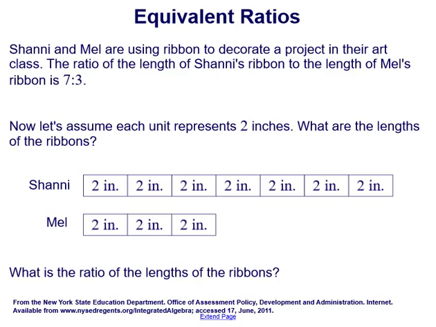But now let's assume each unit represents 2 inches. What are the lengths of the ribbons now? Well, now we have 2, 4, 6, 8, 10, 12, 14 inches for Shani's ribbon, and we have 2, 4, 6 inches for Mel's. So the ratio of the lengths of the ribbons is now 14 to 6 inches.